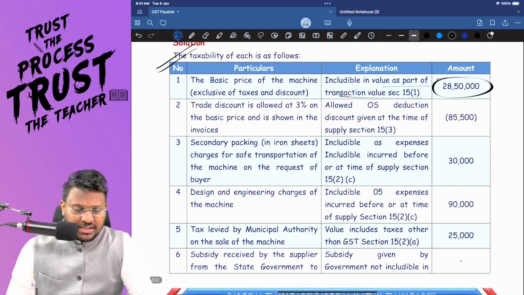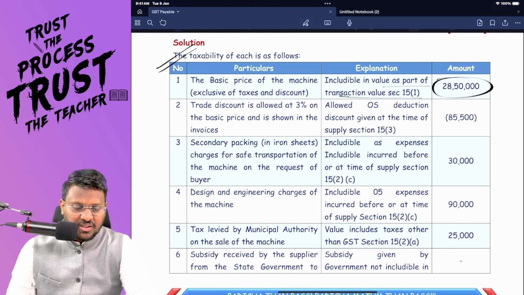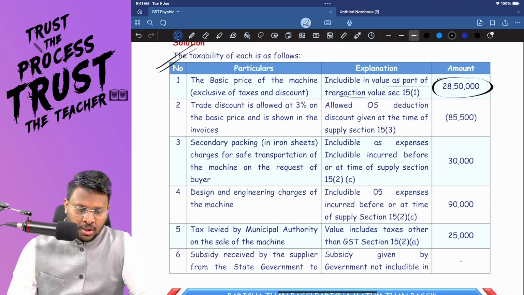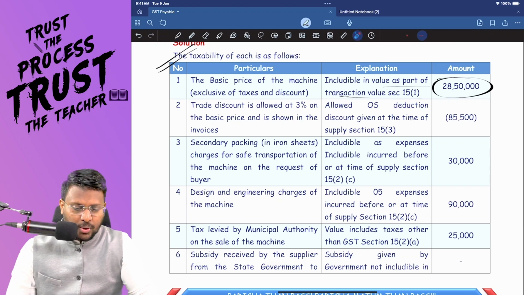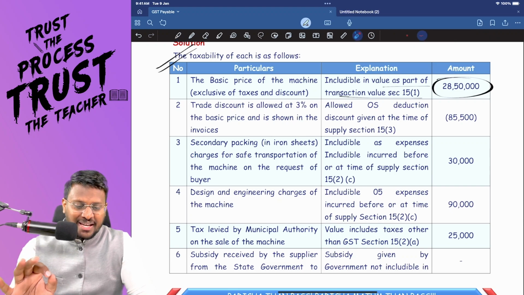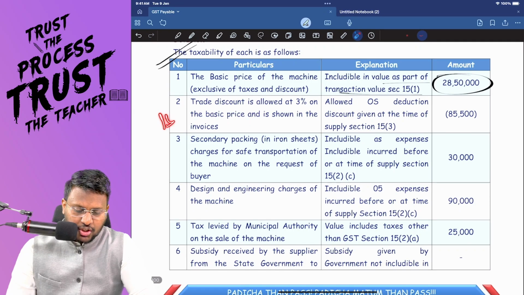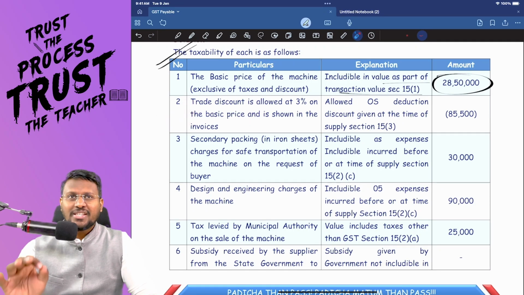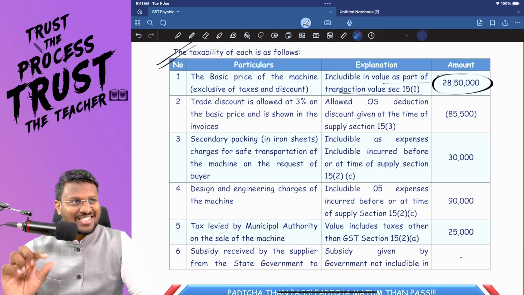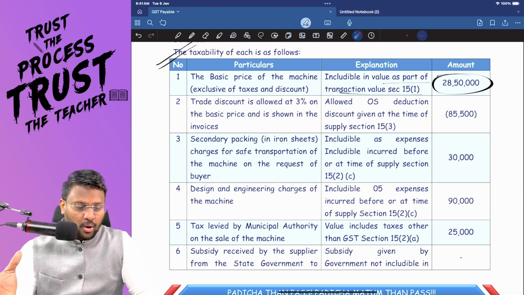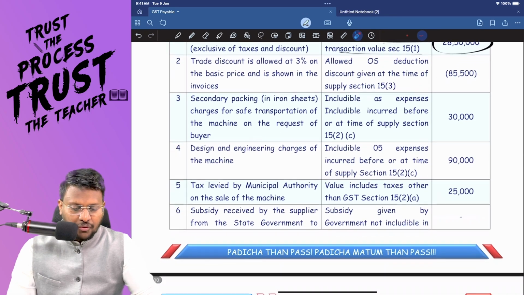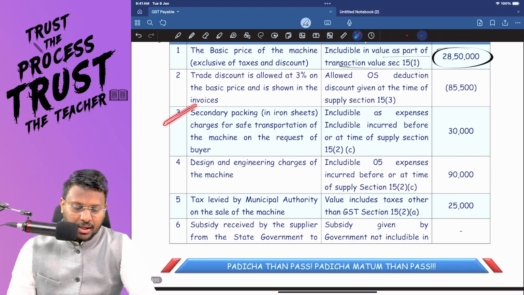Coming to the next one, the second adjustment. Trade discount is allowed at how much percentage? 3%. So trade discount is allowed at 3% on the basic price and is shown in the invoice. As per Section 15 subsection 3, the condition to be satisfied is that you have to show it in the invoice. So it is allowed as a deduction, discount given at the time of supply, Section 15 subsection 3, 85,500.